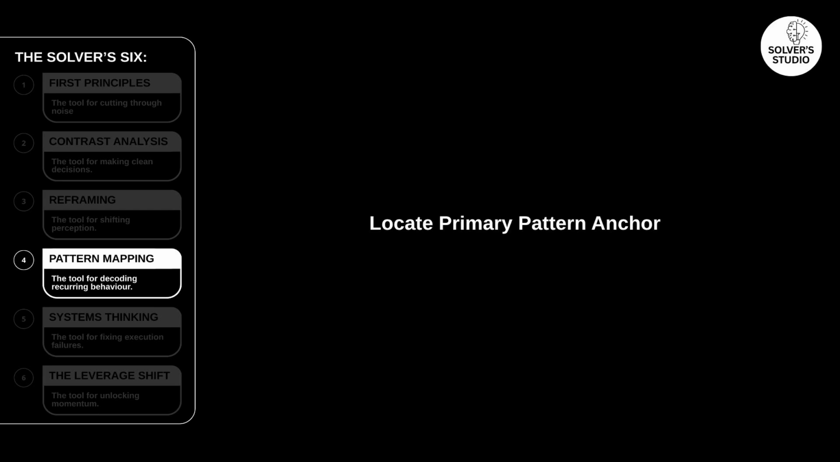Next, identify the pattern anchor. Every loop is attached to a belief. In paralysis, the anchor is usually perfect certainty. The mind delays because it believes good decisions should eliminate regret completely. That standard makes movement impossible. Once the anchor becomes visible, the decision stops being about perfection. It becomes probability.